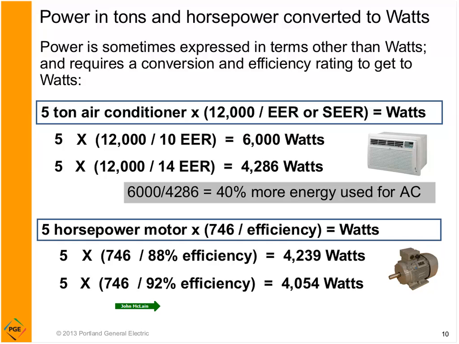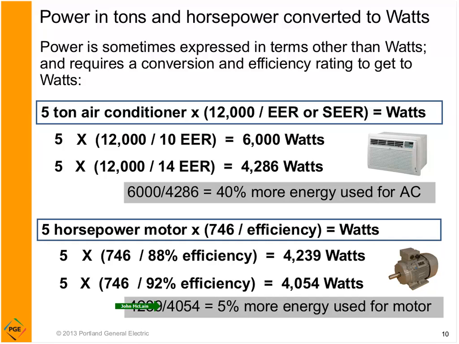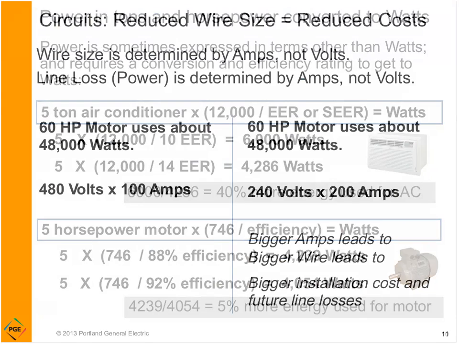In this case, the air conditioner, if you take the 6,000 watts and divide by the 4286, you're going to get that the more efficient is 40% more efficient in your monthly bills. For the horsepower, again, it's 5% more efficient or 5% less bills from the motors. So this is a good little sheet to have to start up a discussion.